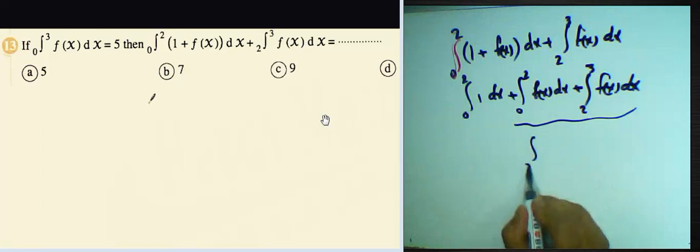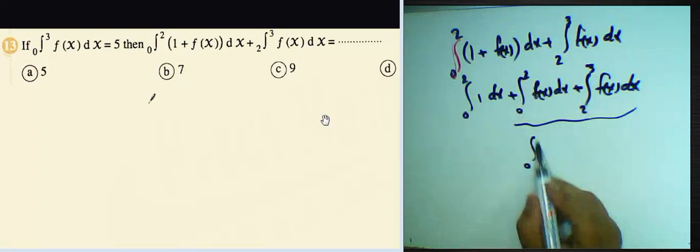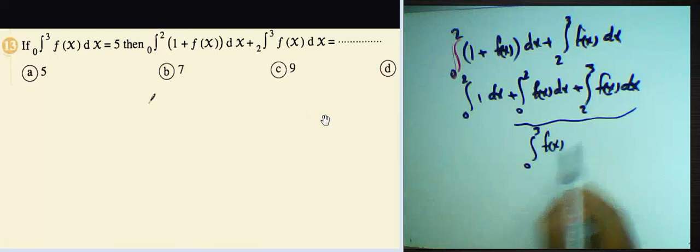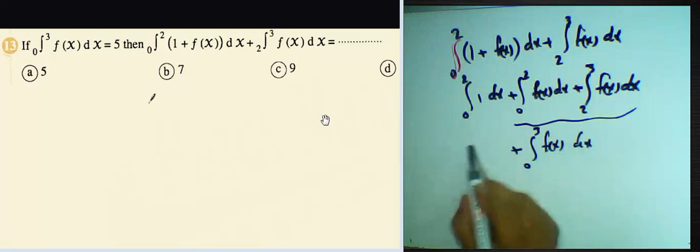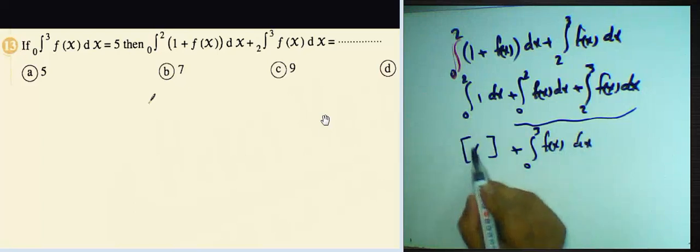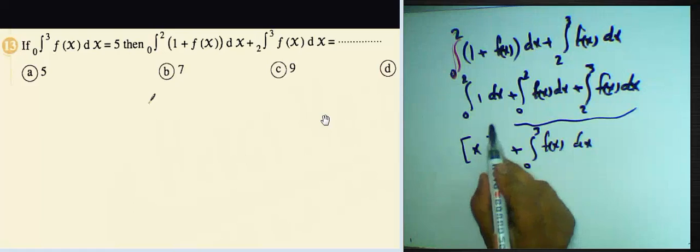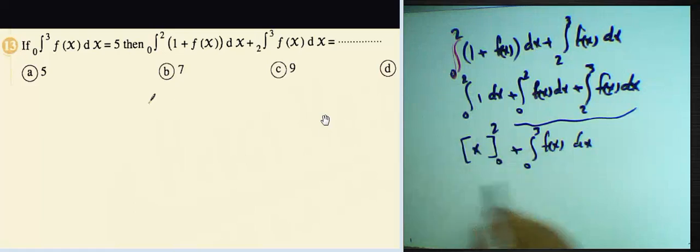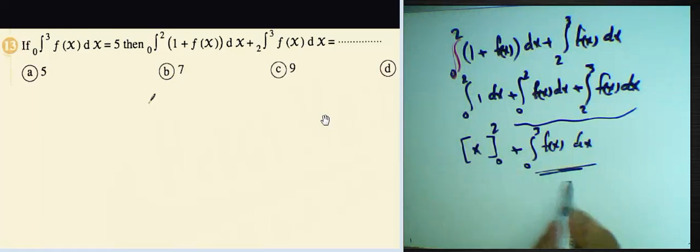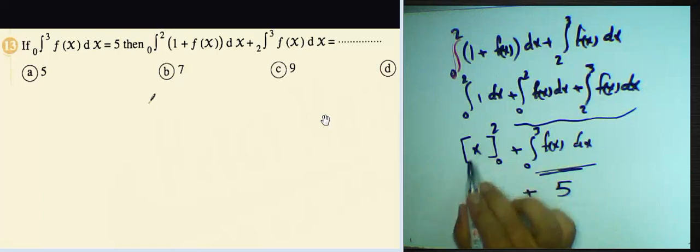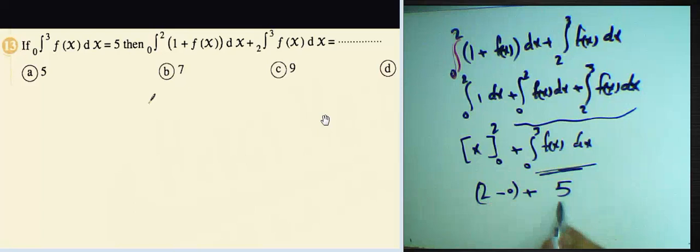It will be what? The integration from 0 to 2 and 2 to 3, it will be 0 to 3 f of x dx. And integration here, it will be x from 0 to 2. He gave us this result in this example equal 5, and we can add here 2 subtract 0 plus 5. The result will be equal 7. Choose letter B.